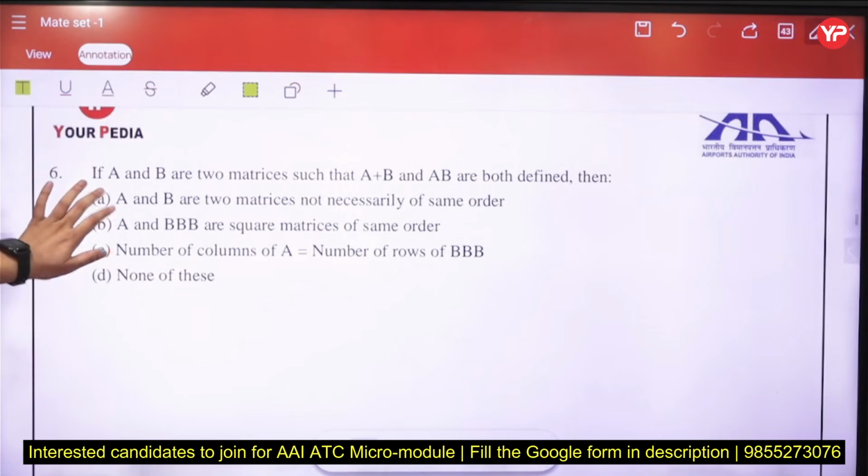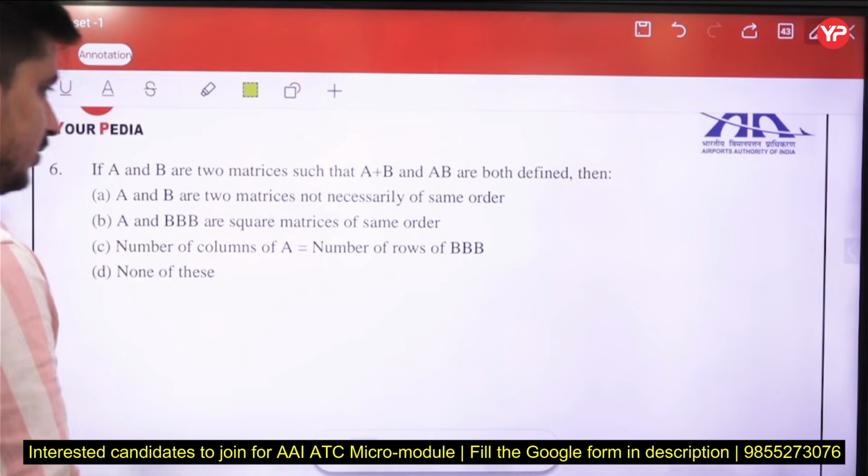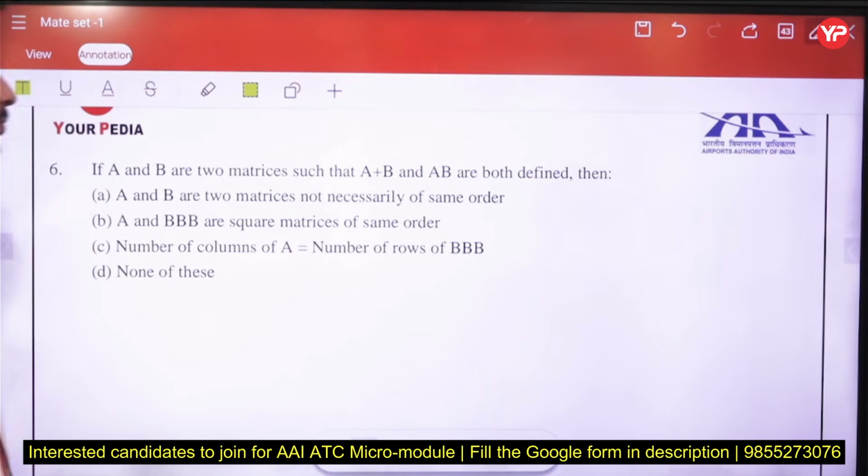Next. Yeah. A and B are two matrices such that A plus B and A into 2B both are defined, right? If A plus B is defined, it means what? The order of the matrix A and order of the matrix B is same, right? A and B two matrices not necessary of same order. No, that's not true.